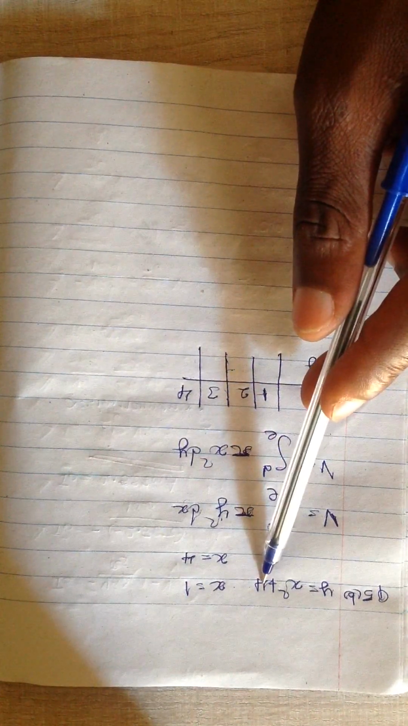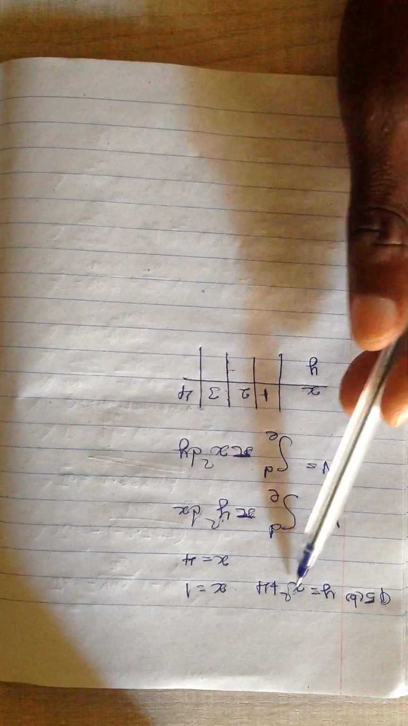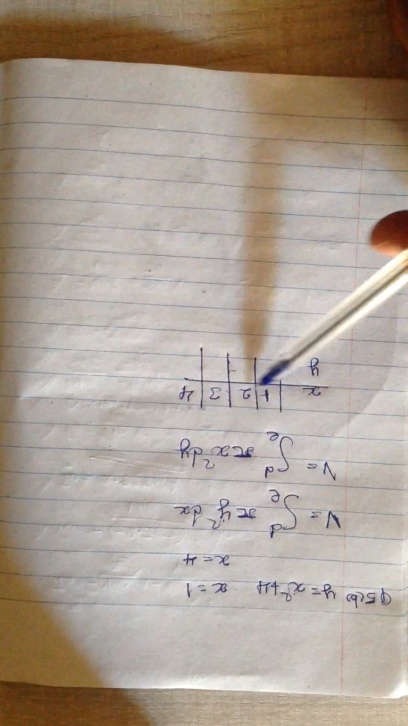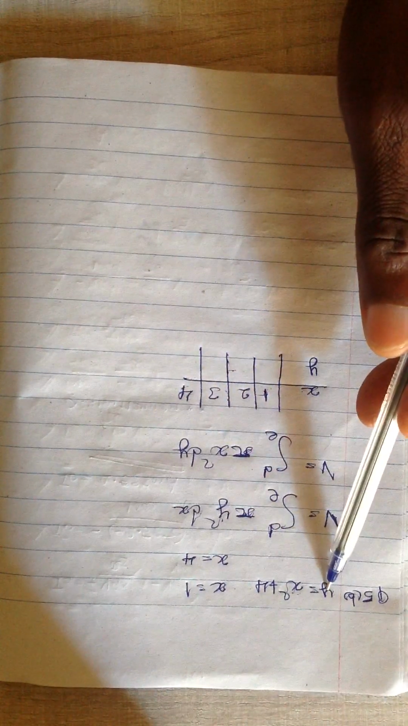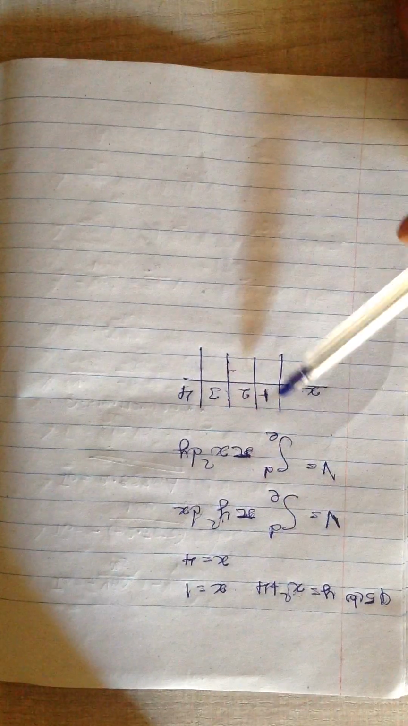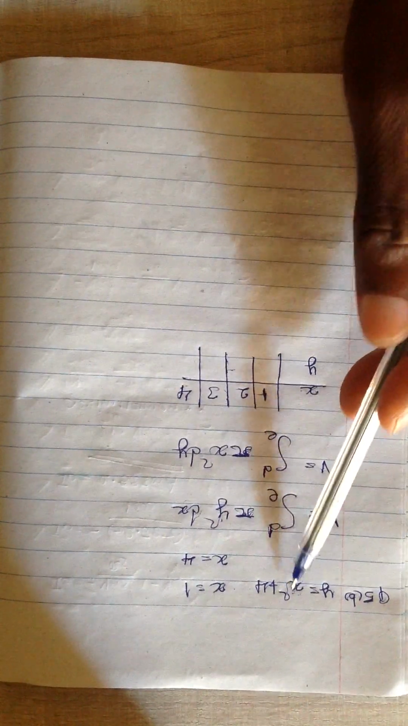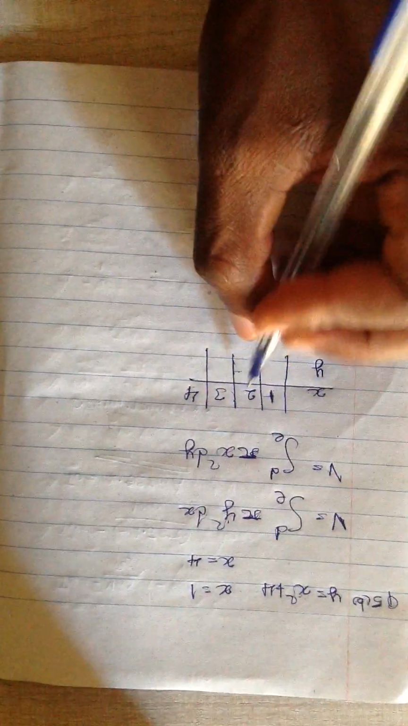How do you come up with the values of y? Where there is x, you'll be substituting with these values here. Then you come up with the value of y. Simple. So what is 1 squared? That's 1, plus 4. That's 5.